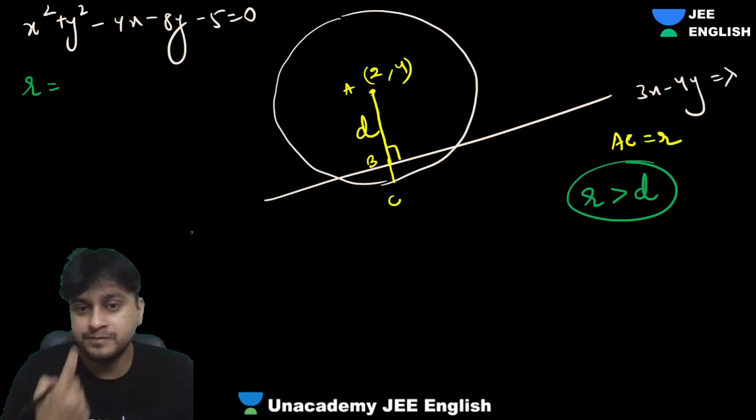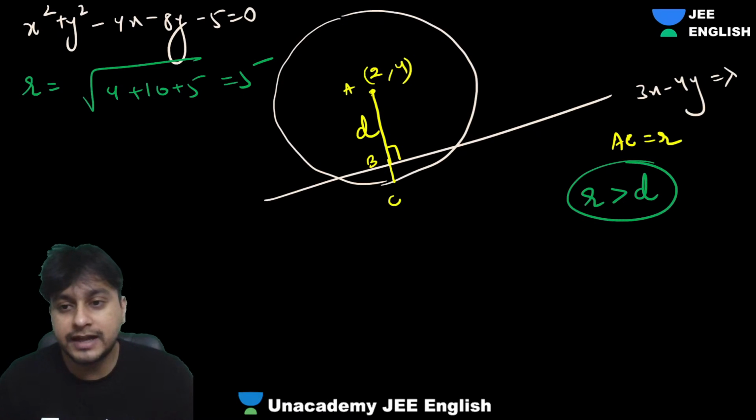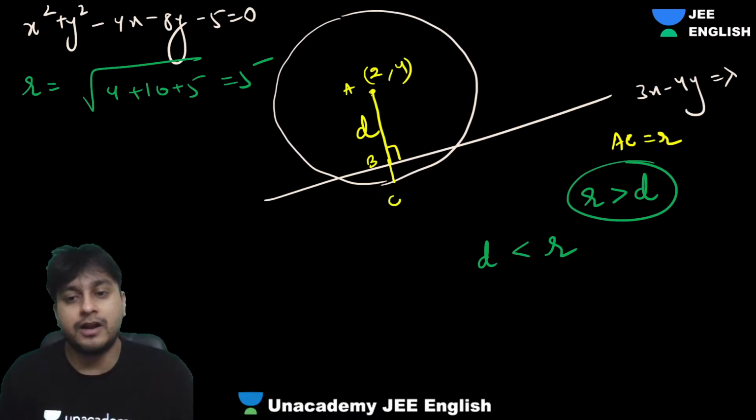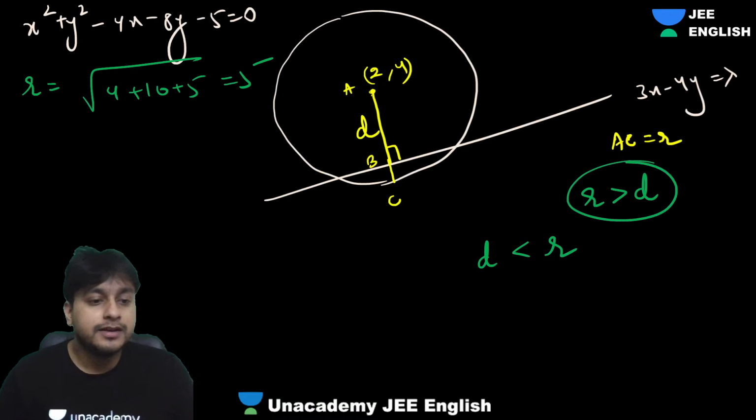So quickly tell me the radius. Just use that formula: g square plus f square minus c, that is 4 plus 16 plus 5, which is 25. Root of 25 is 5. So we have to say that D will be less than R. Now, you know very well how to calculate the distance of a point from a line. Easy concept.